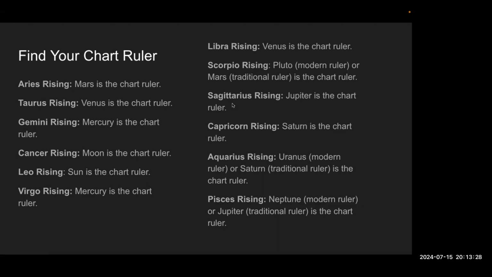If you're a Sagittarius rising, then Jupiter is your chart ruler. If you're a Capricorn rising, Saturn is your chart ruler. And Aquarius rising, Uranus is your chart ruler according to modern rulership. Saturn, if you do traditional rulership. I do modern, so I would consider Uranus as your chart ruler. And same for Pisces rising. Modern rulership is Neptune, traditional rulership is Jupiter. I do modern, so I would consider it to be Neptune.